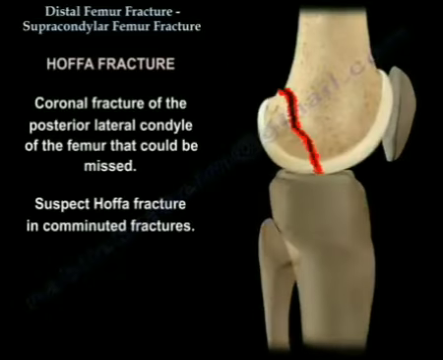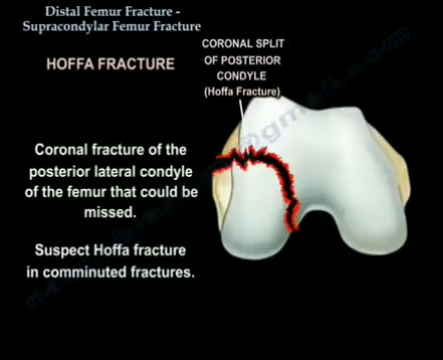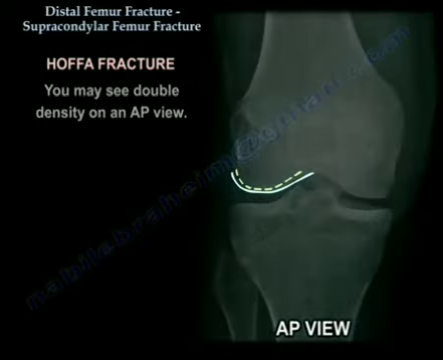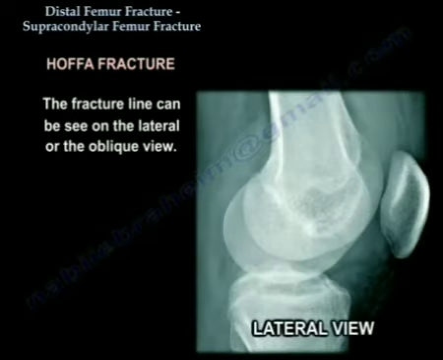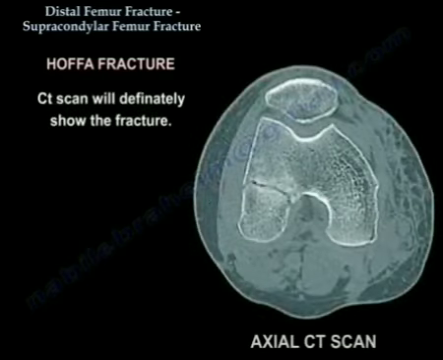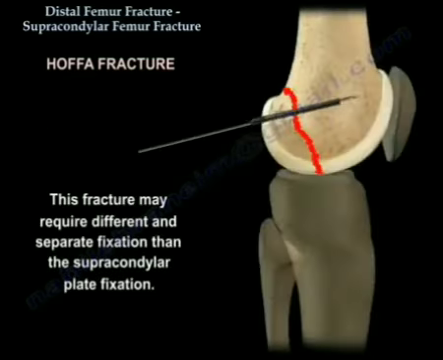Hoffa fracture is a coronal fracture of the lateral condyle of the femur. The fracture can be missed. Suspect Hoffa fracture in comminuted fracture of the distal femur. You may see a double density on the AP view. The fracture line can be seen on the lateral or the oblique view. CT scan will definitely show the fracture. This fracture may require different and separate fixation than the supracondylar plate fixation.